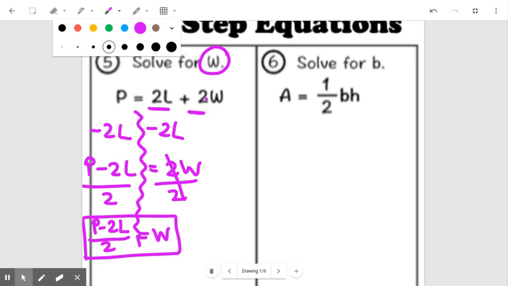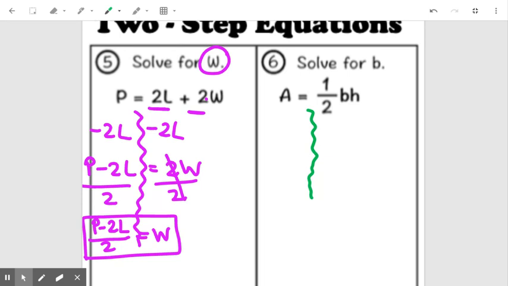Looking at number 6, it says solve for b. So if you notice where my b is, I have two things going on. I'm multiplying by this 1/2, and I'm also multiplying by h. Well, multiplying by 1/2 is the same as dividing by 2. So to get rid of this fraction right here, to solve for b, I'm going to do the opposite, or the inverse of dividing by 2. I'm going to multiply both sides by 2.